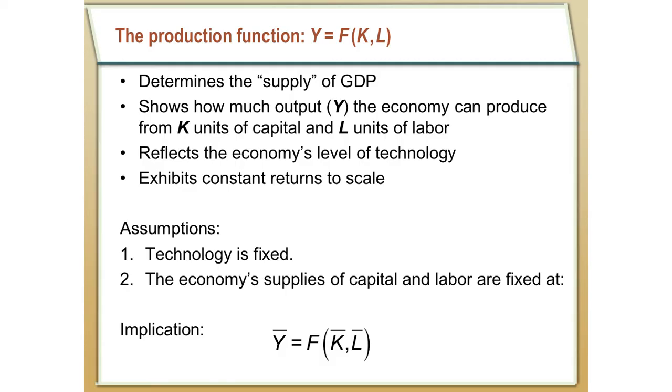If technology is fixed and the supplies of capital and labor are also fixed at some known quantity, then the production function tells us that we're going to get some fixed quantity of output, or GDP, as well. Is that realistic? No, but that's where we're going to start. We're going to start with a very simple thing, and we're going to see what happens over time in later chapters as we allow capital and labor and technology to change, and now we're starting to talk about a dynamic process of economic growth. But we're going to start off by assuming these things are fixed.